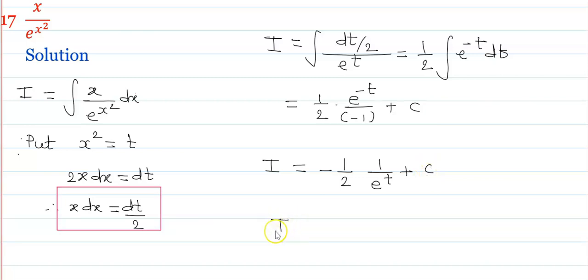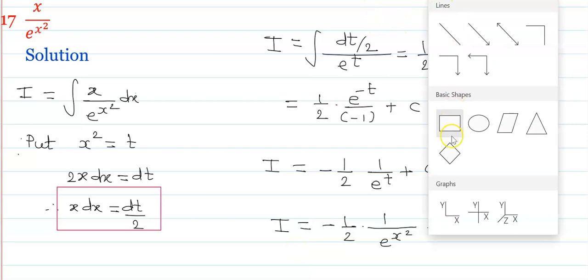We substitute the value of t. I is equal to minus 1 upon 2, 1 upon e raised to t, and again here t is ax square, plus c. Okay, this is the answer.